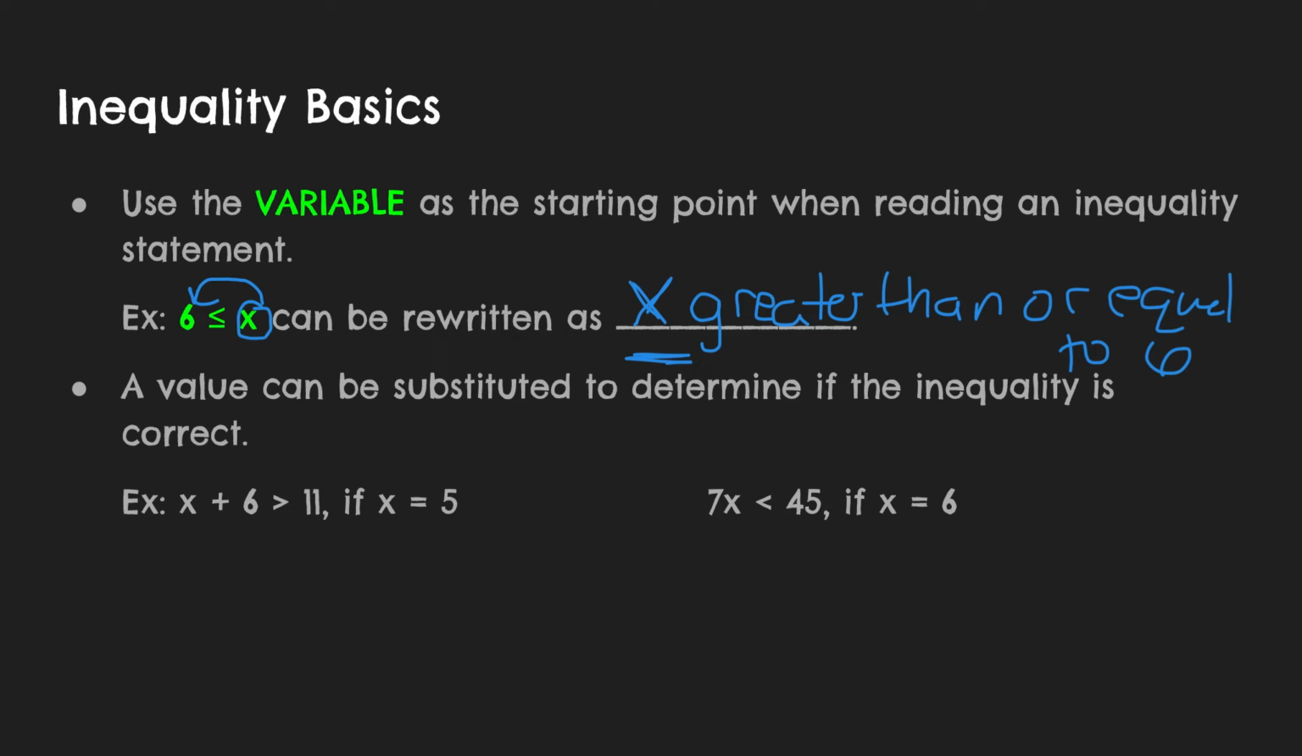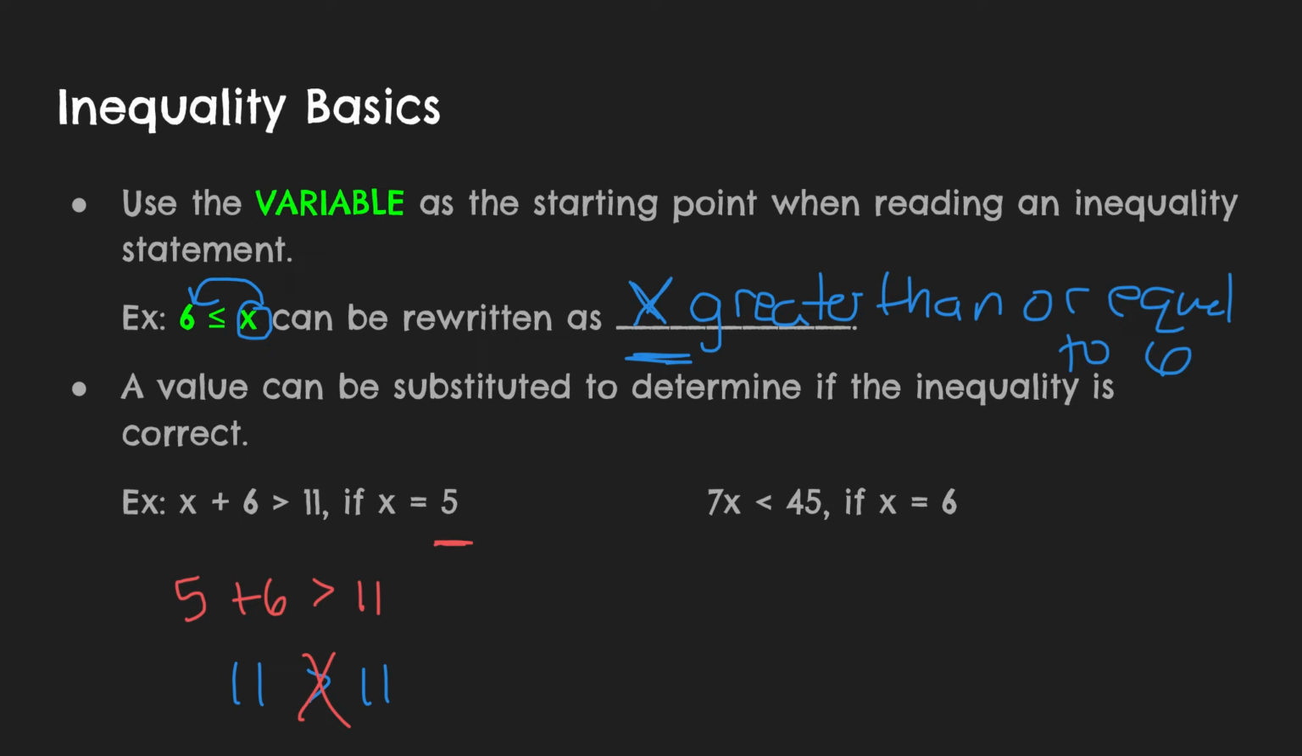A value can substitute to determine if the inequality is correct. So what we would do is we'd say, okay, x plus 6 is greater than 11. Well, what about if x is 5? So we're just going to plug that in. 5 plus 6 is greater than 11. Well, 5 plus 6, doesn't that equal 11? So that cannot be true. 11 is not greater than 11. So we would say that inequality is not true.